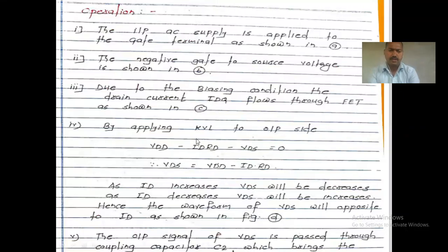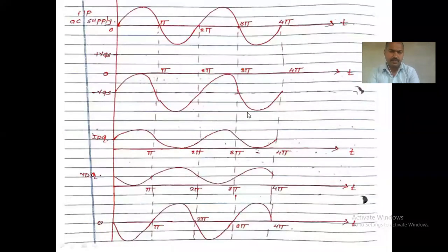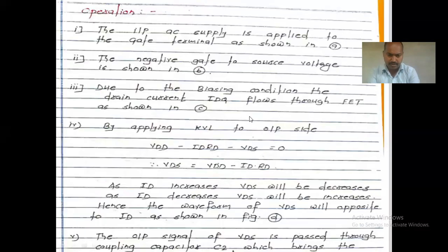This is the equation, right? When we apply the KVL to the output side, VDD minus ID into RD minus VDS equals zero. So VDS, moving to the other side as a plus, VDS equals VDD minus ID into RD, right? VDS equals VDD minus ID into RD. Now see in this equation, VDS indicates the drain to source voltage, which is nothing but VDD minus ID into RD.